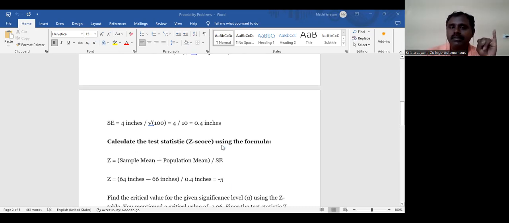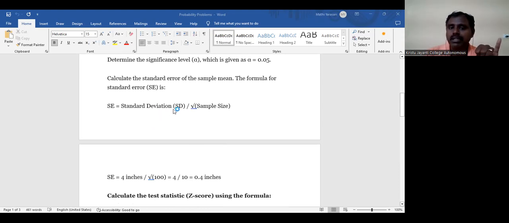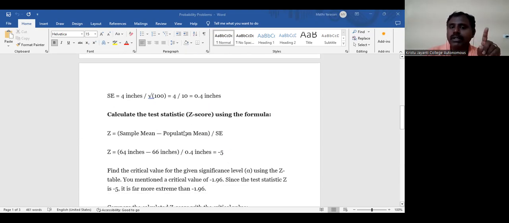Up to this, everybody clear? First, you calculate the standard error using the formula standard deviation divided by the square root of sample size. Standard deviation, given in the question itself, is 4 inches. Sample size is 100 students, so you write the square root of 100, which is 10. 4 by 10, you will get 0.4 inches. Then we calculate the test statistic Z score using the formula: sample mean minus population mean divided by standard error. The sample mean is 64 inches, the population mean to be tested is 66 inches, divided by standard error 0.4 inches. So we get minus 5.